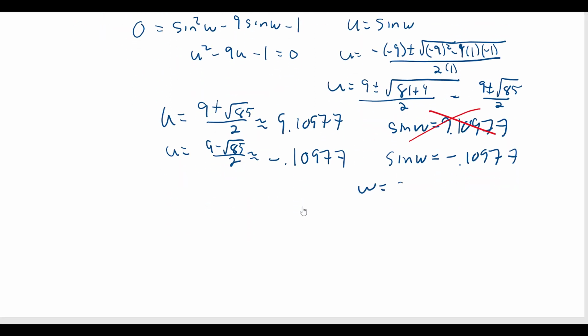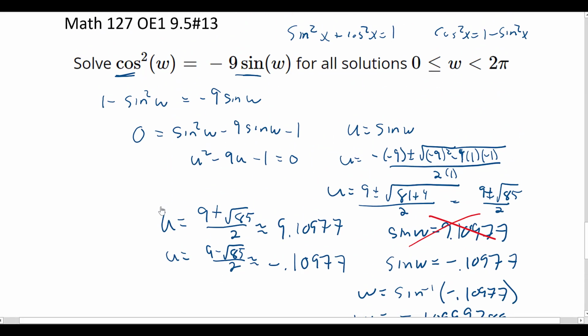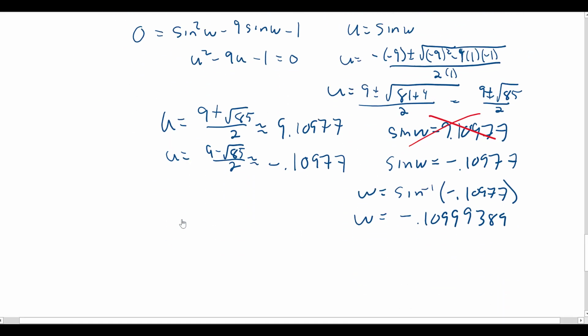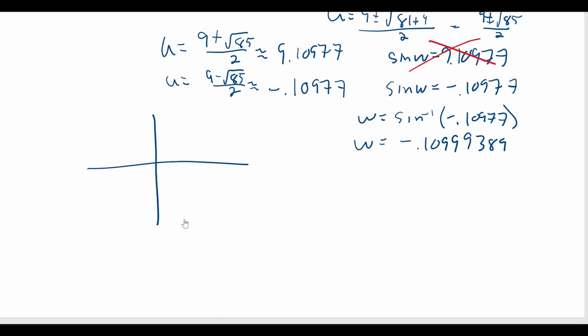So omega is going to be sine inverse of negative 0.10977. And let me get what that says. In radians, omega would be negative 0.109999389. Okay. Now, the problem is we're told to find solutions between 0 and 2 pi, and this falls outside that interval. What we're really looking at is an angle that's down here like this, negative 0.109999389.